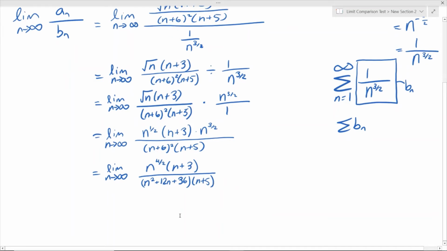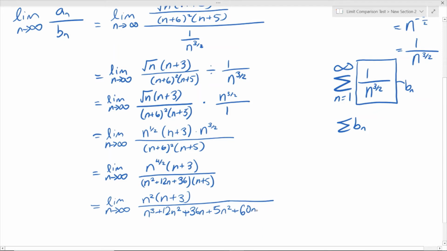Then what we will do next is recognize that n to the exponent of 4 over 2 is just going to be n squared. So we're going to rewrite this as n squared, times n plus 3. And then let's distribute these terms in so we can expand it. N squared and n is going to be n cubed. N times 12n is 12n squared. N times 36 is 36n. 5 times n squared is 5n squared. 5 times positive 12n is 60n. And then 5 times 36 is 180.